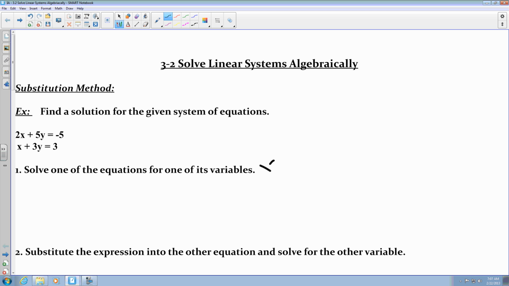So first step is we solve one of the equations for one of its variables. Looking at the first one here, where I have 2x plus 5y equals -5, and x plus 3y equals 3, the easiest one to solve for one variable would be this one, and I want to solve for x. So to get x by itself, I'm going to subtract 3y from both sides, so that leaves me with x equals -3y plus 3.